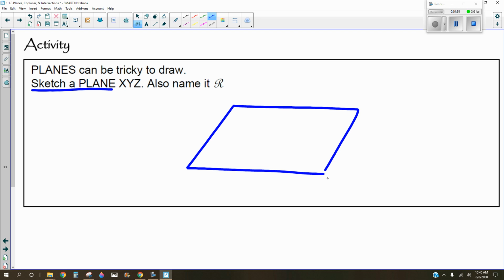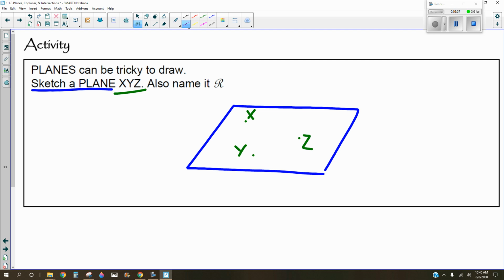The next part of the question says, call it XYZ. Well, we read in our notes that X, Y, and Z have to be on the plane, but they can't line up. They have to be non-collinear, right? So let's give ourselves 3 points. 1, 2, 3. There. They don't line up. There's 3 of them. And then I can go through and label each of them X, Y, Z. There we go. So this could be enough. This is plane XYZ. Okay? So that's all you would have to do.